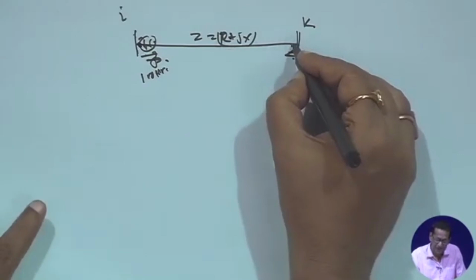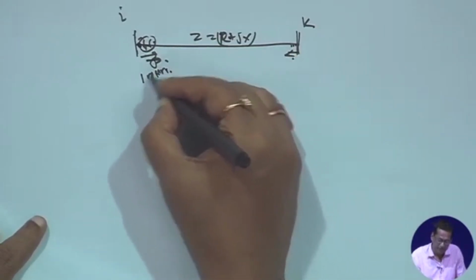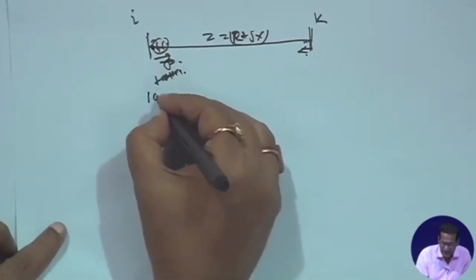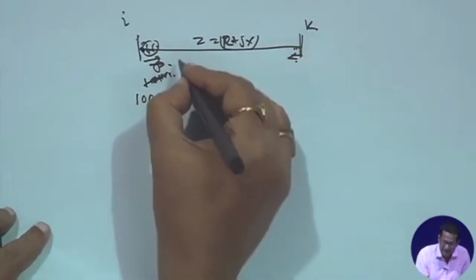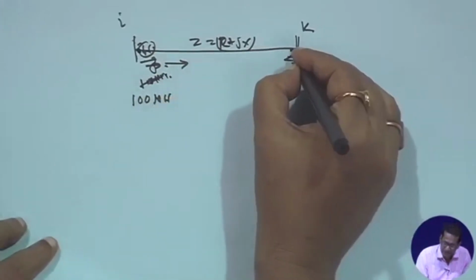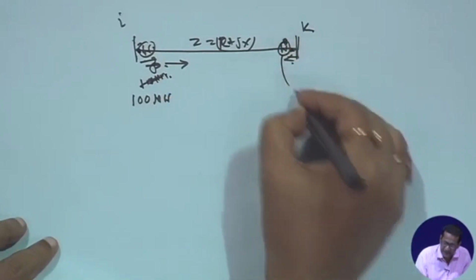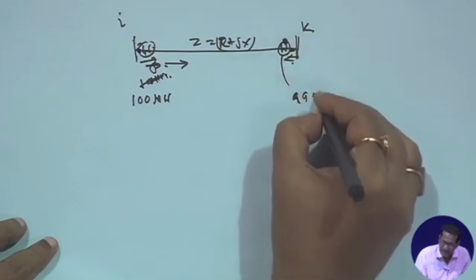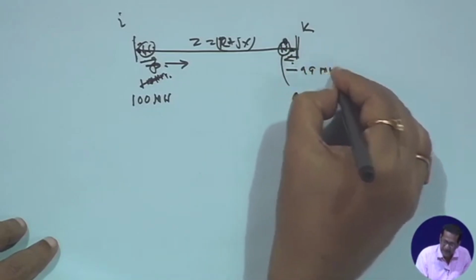So, here your power is not 100 megawatt, let me write clearly. 100 megawatt will be, suppose, flowing in this direction. So here, for example, where you are measuring, say here, it is 99 megawatt, which means in this direction it will be minus 99 megawatt.